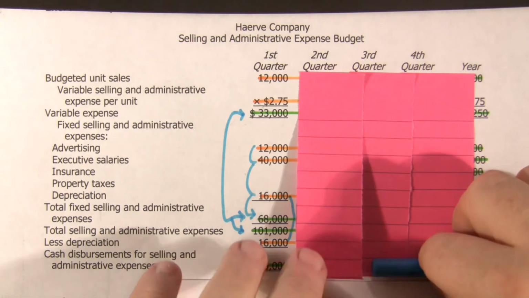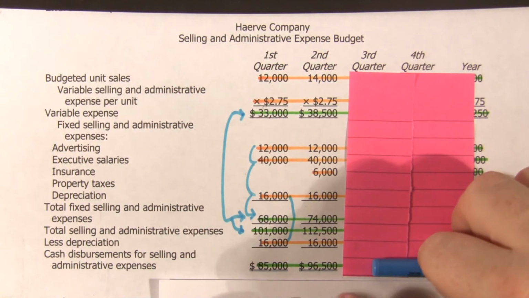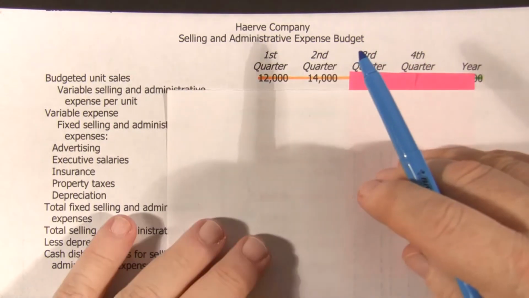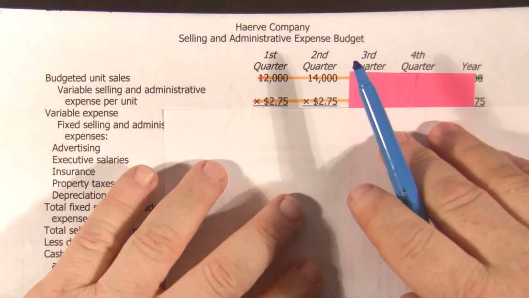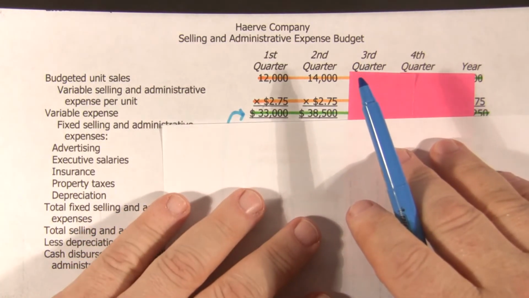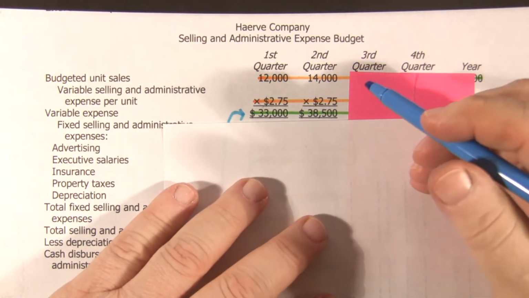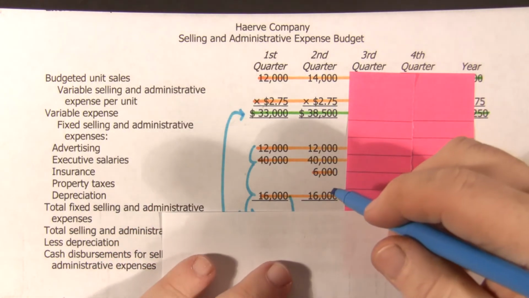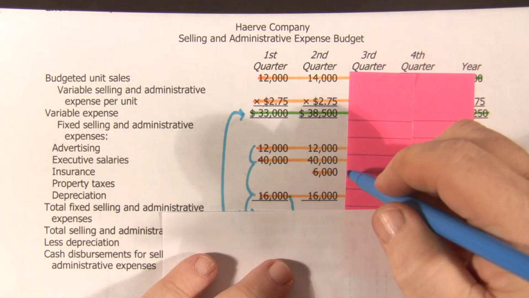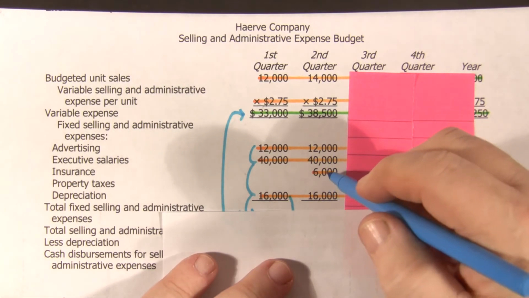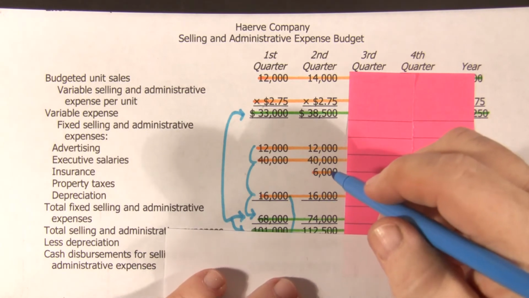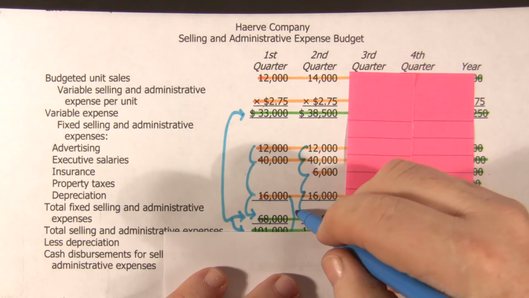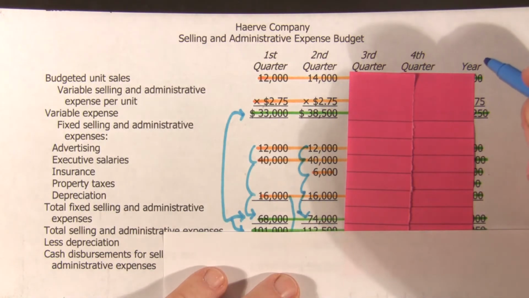Okay, you're going to find the second quarter looks a lot like that. The difference is that we have a different sales number. We're still going to multiply it by the $2.75 to come up with our variable selling expense. We're given a different set of fixed costs, because here it includes insurance. But when we add those items together, we come up with the $74,000.